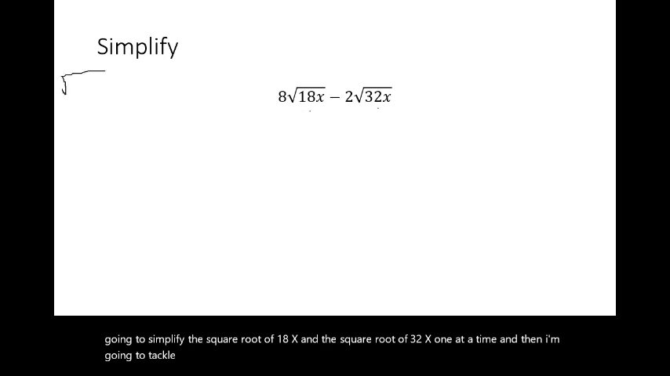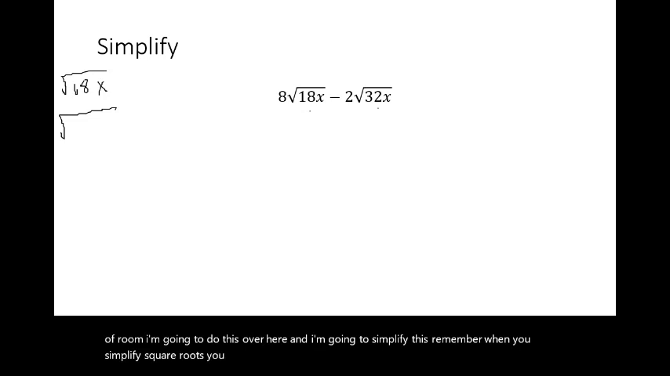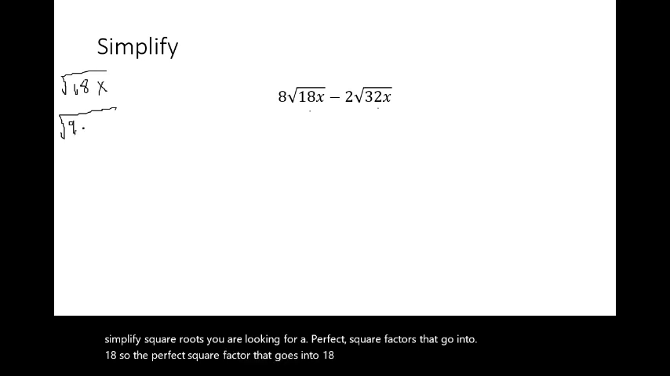So let's take square root of 18x. Again, I don't have a lot of room. I'm going to do this over here, and I'm going to simplify this. So remember, when you simplify square roots, you are looking for perfect square factors that go into 18. So the perfect square factor that goes into 18 is 9. 18 is 9 times 2. So I'm going to write 18x as 9 times 2x.